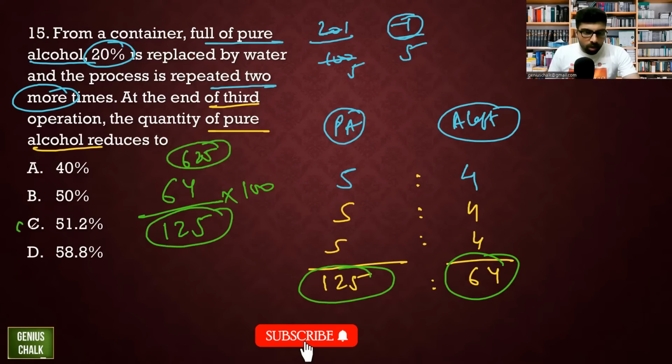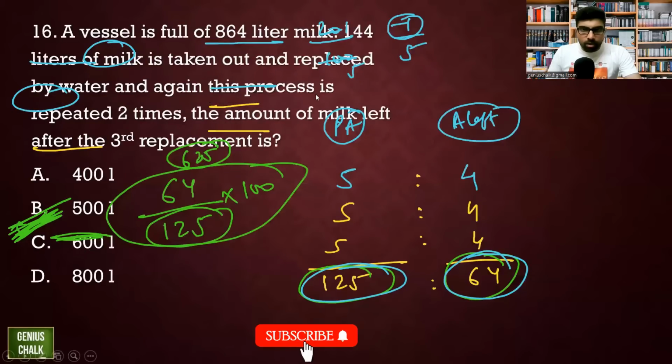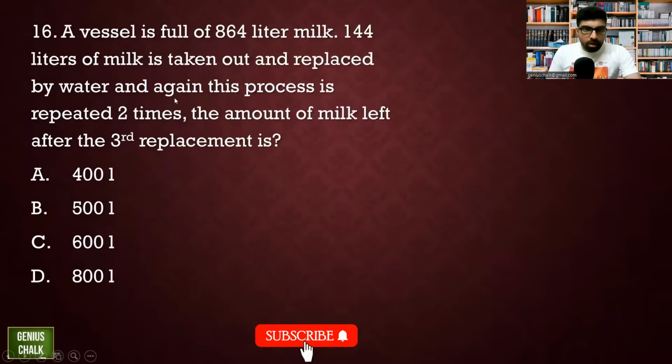It is a little more, so it should be little more than 50. It can't be 58. So option C is my correct answer. Even if you solve it, you will get it as 51.2. So if sometimes percentage is asked, then also you can just take the value 64 out of this into 100. This is for percentage. So all the variety I'm covering so that in these questions you will never face any trouble.